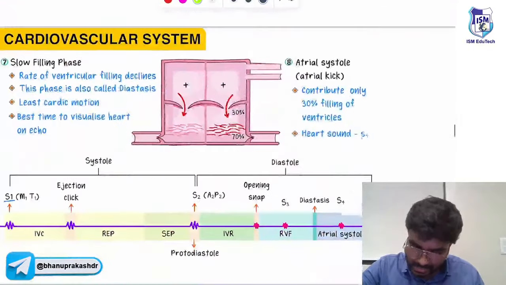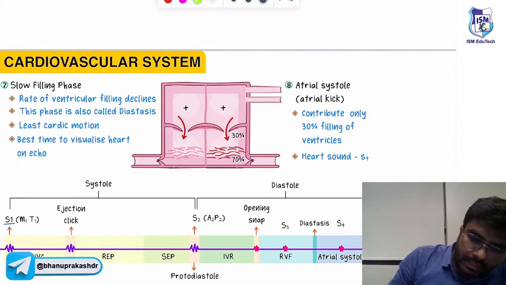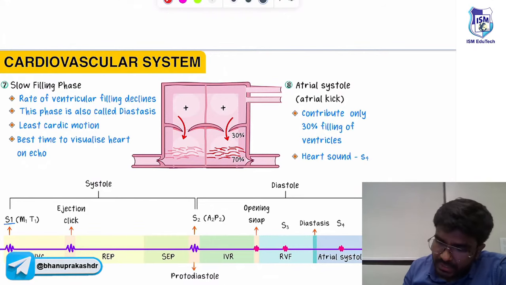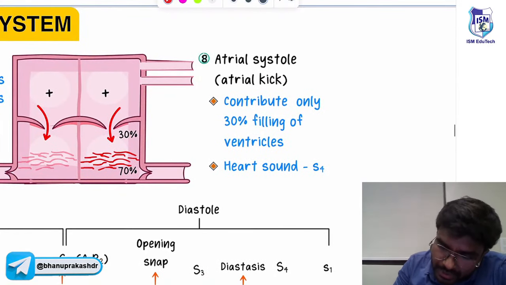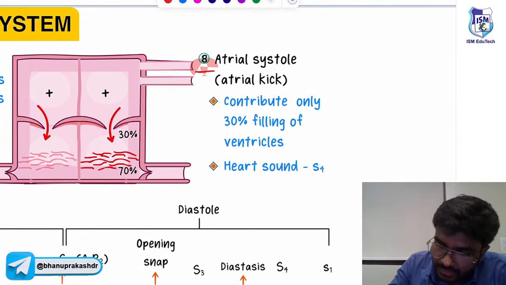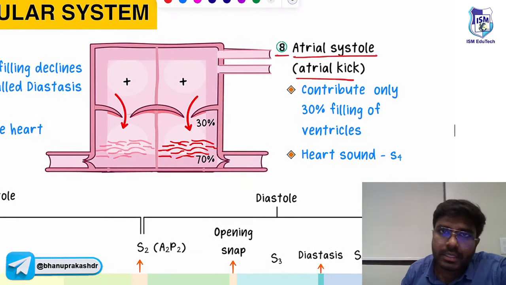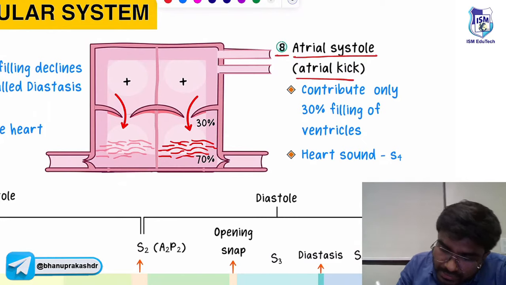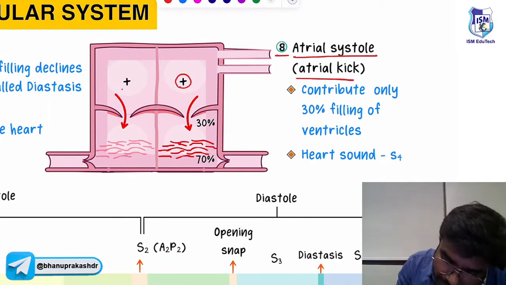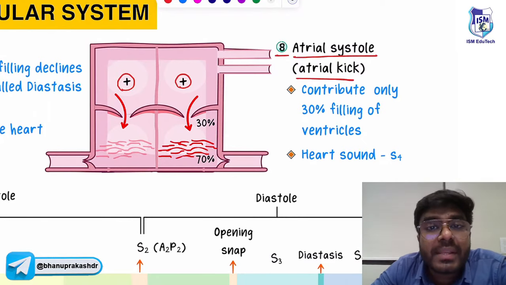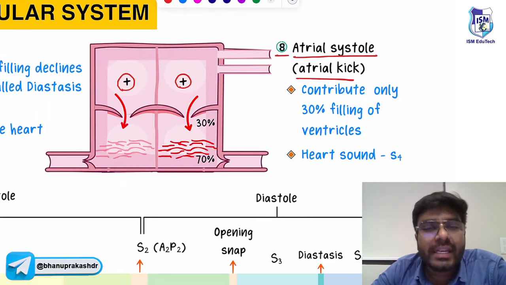Look here, in this book, I'm starting with phase 8, atrial systole. There you go, guys. This is the image. You already know it; I have explained this image. Now the atria are contracting. Wherever I use the plus symbol, it means contraction. The atria are contracting.